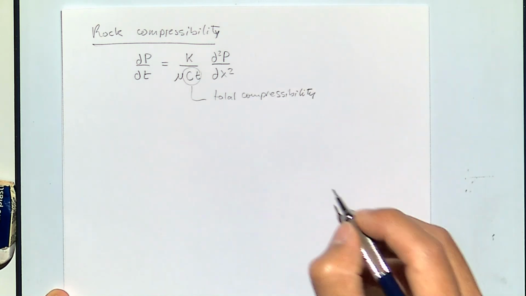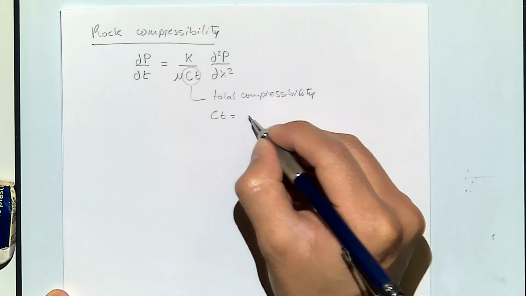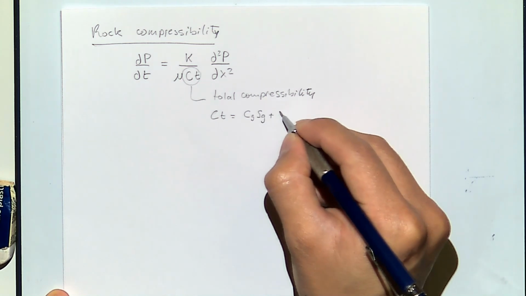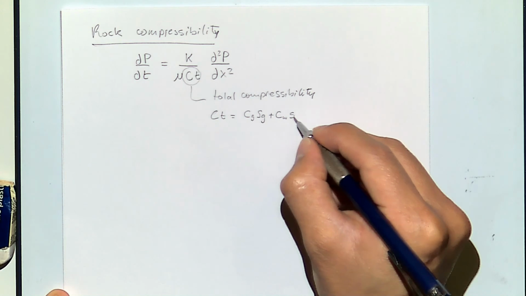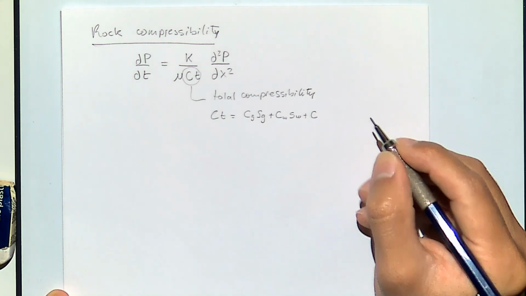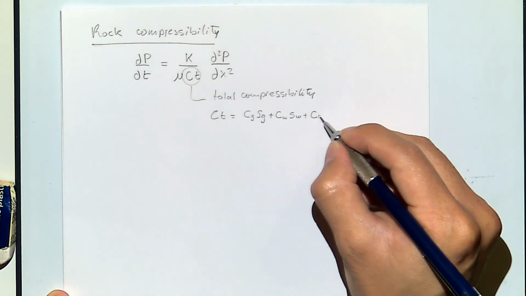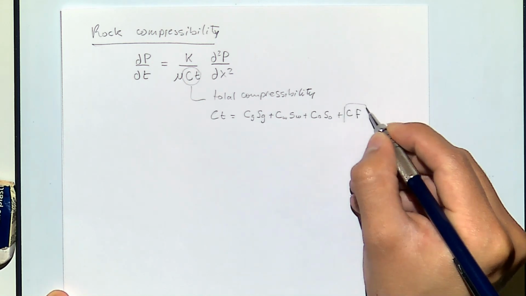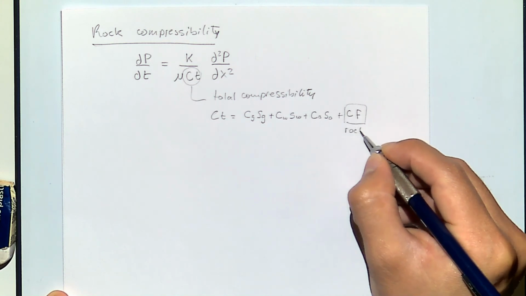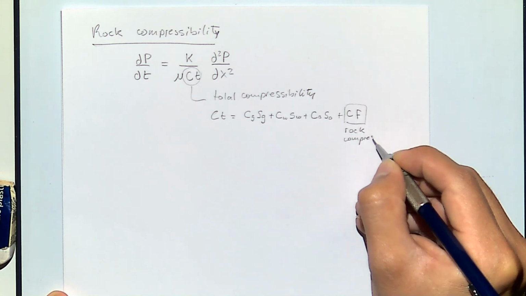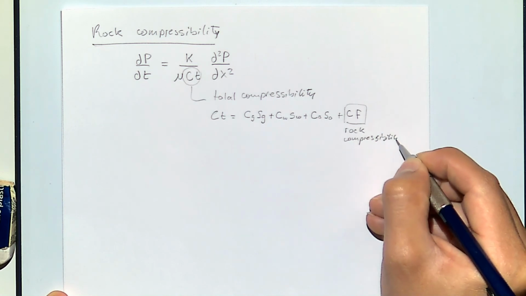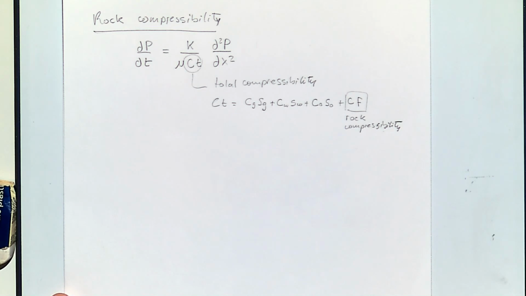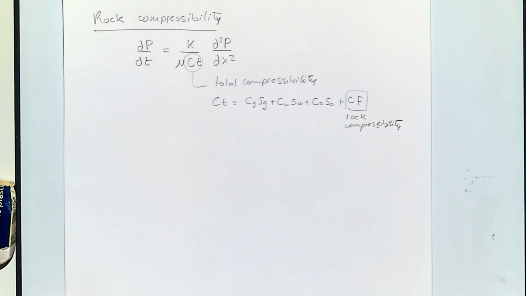The total compressibility is going to depend on the compressibility of the fluid and the saturations of the fluid. So saturation of gas, saturation of water, saturation of oil, plus the rock compressibility. And this is the one that we want to understand and we want to calculate.